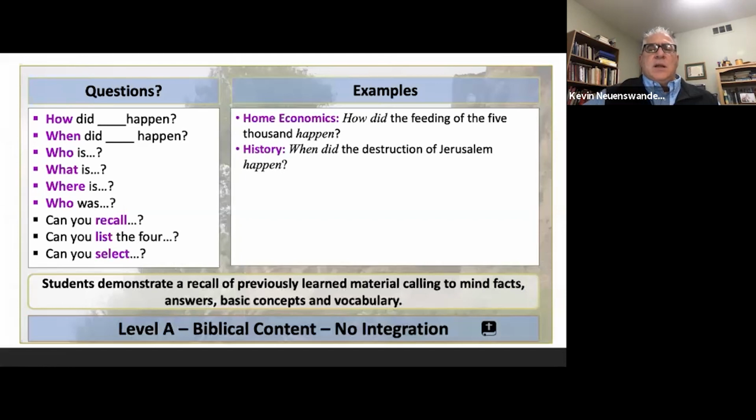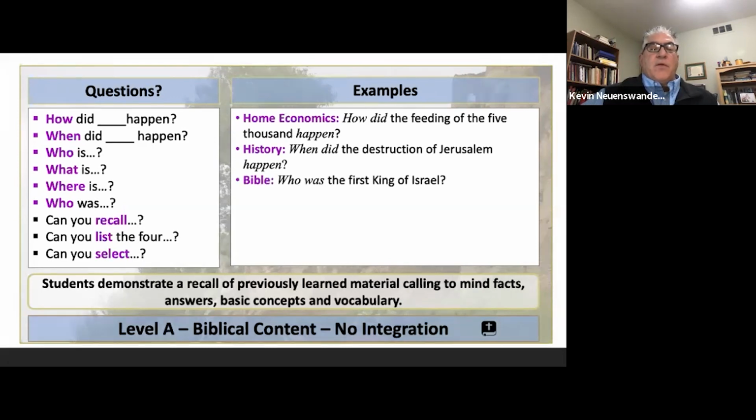History: when did the destruction of Jerusalem happen? Now, that's not specifically in the Bible. Well, it actually is. It depends on which time you're talking about. 70 AD is not in there, but the destruction of Jerusalem when they were attacked by the Babylonians, and the temple was destroyed. So certainly that happened during the Bible era.